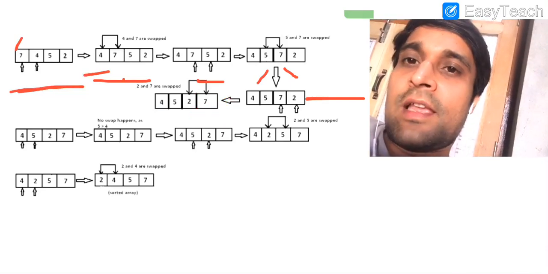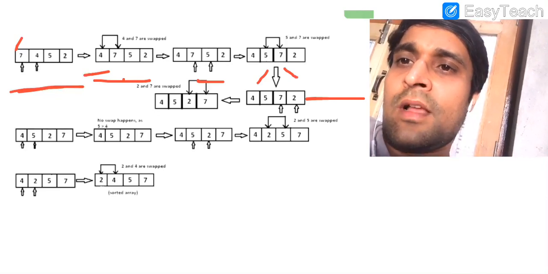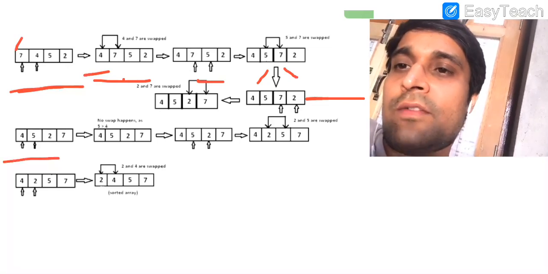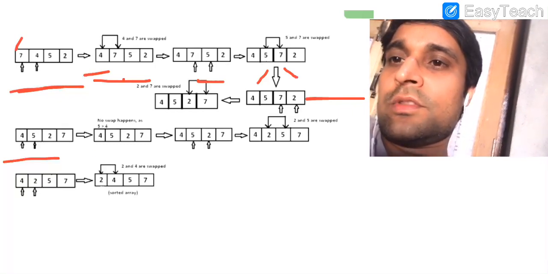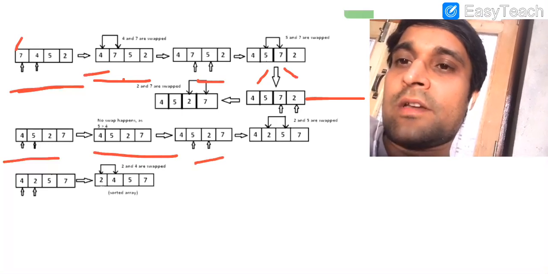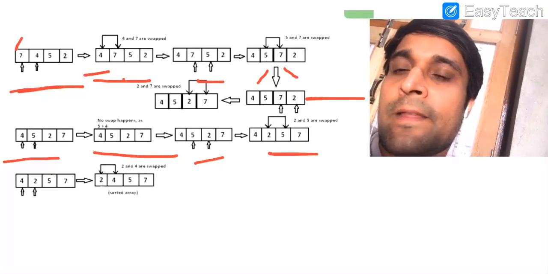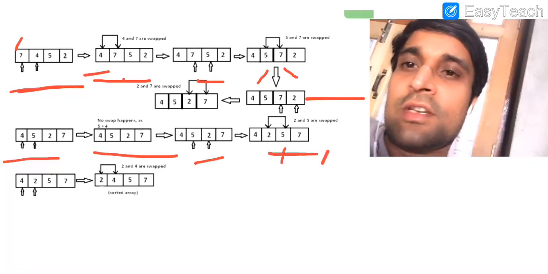Now we will compare the elements again from the beginning. Now our elements are 4, 5, 2 and 7. Now 4 and 5 will be compared. 4 and 5 are in order, there is no need to swap, so it will remain the same. Now 5 and 2 will be compared. 2 is less than 5, so 2 comes to the second position and 5 comes to the third position. Now 5 and 7 have their final positions in the list.